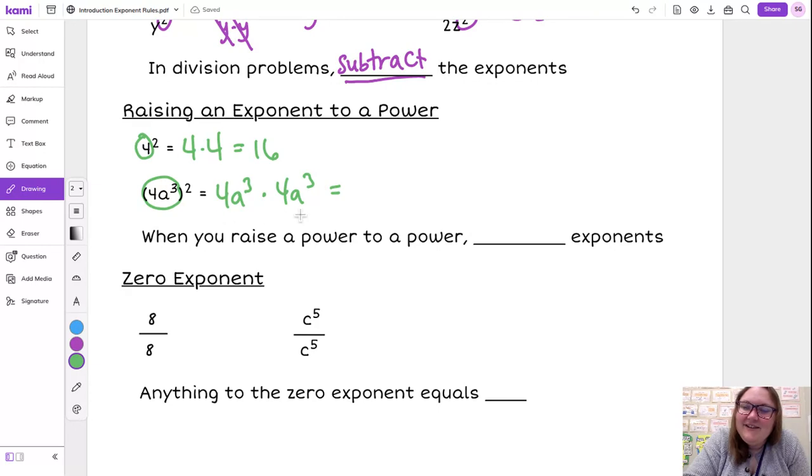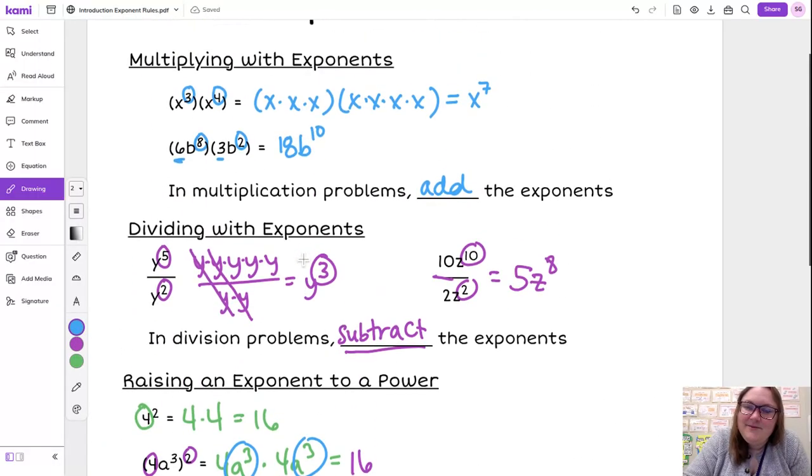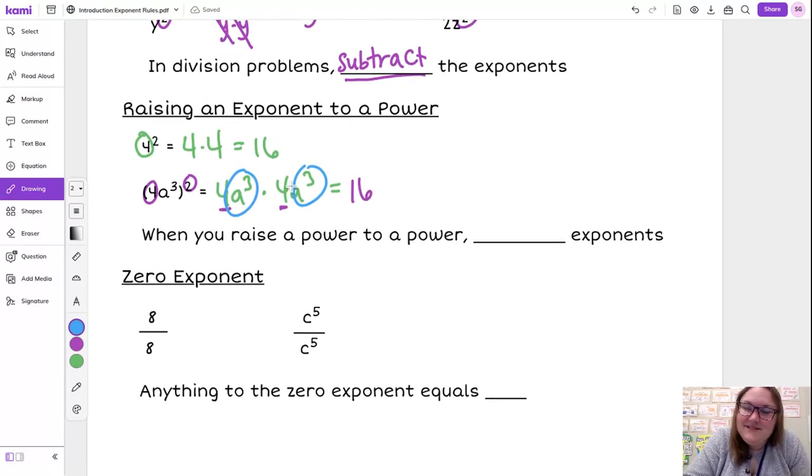Now if I write it out like that, it helps me see what I need to do. I still need to do 4 squared, and so I'm going to break this up into 2 colors. I still need to do 4 squared because 4 squared means 4 times 4. And 4 times 4 is 16. But for my exponent, because I'm squaring it, it means I have a cubed times a cubed. That's what we learned up here. In multiplication problems, you add the exponents. A cubed times a cubed is a to the 6th power.